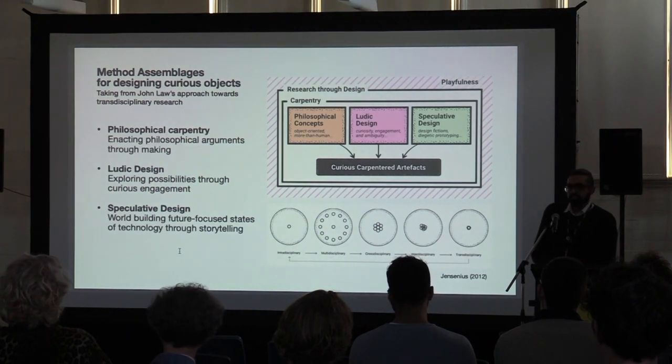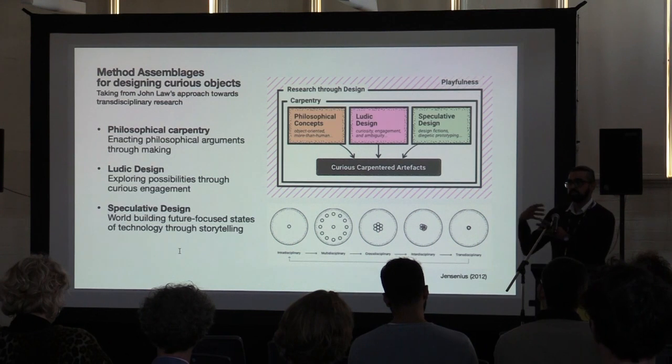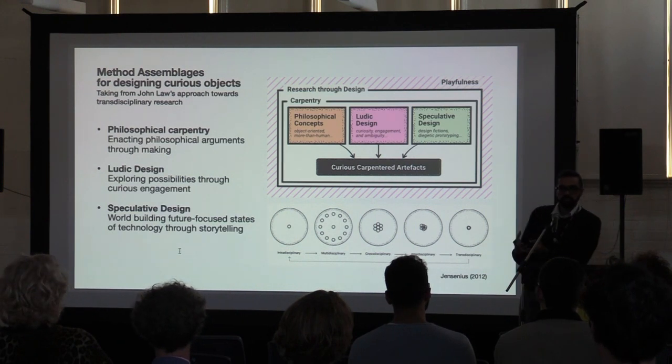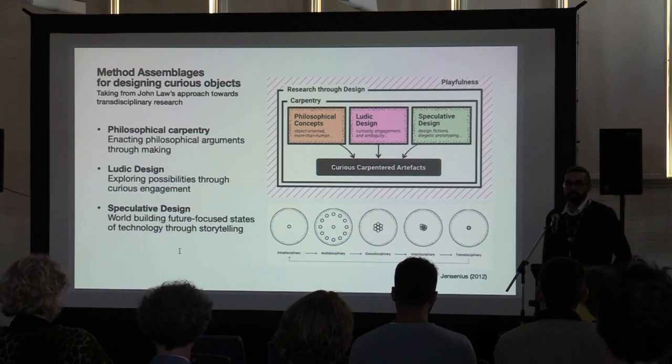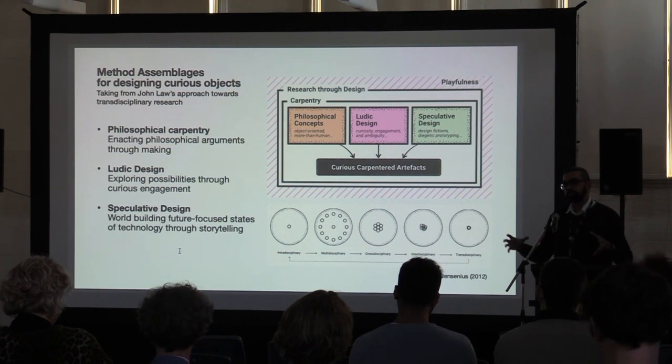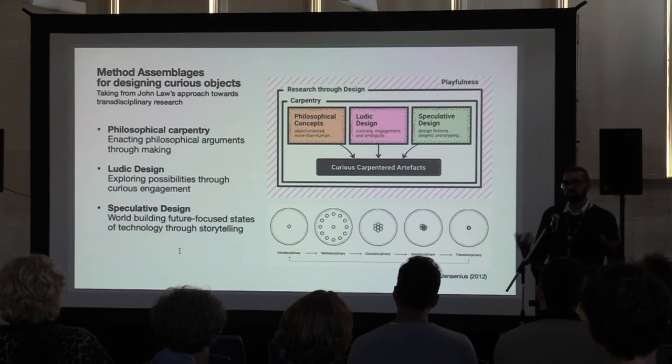So method assemblages is how this all comes about in my work, and this is a concept coming from John Law's approach towards how the humanities and the disciplines that have emerged over time, the way research is done in these disciplines is inefficient because they're now tackling more complex and these wicked problems in different ways. So a more transdisciplinary approach is needed where you sort of create assemblages of different approaches together that eventually then will turn into their own interdiscipline.